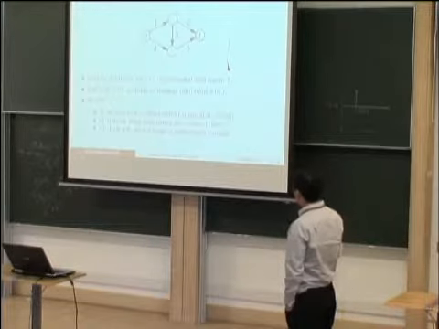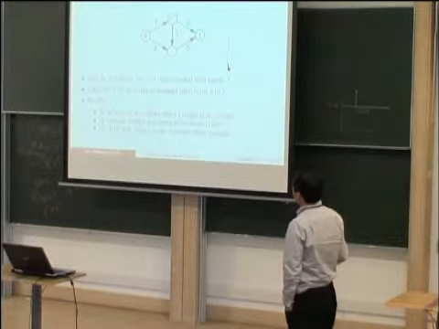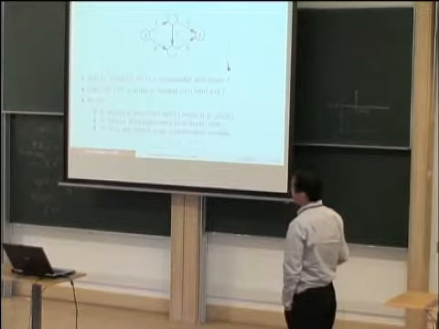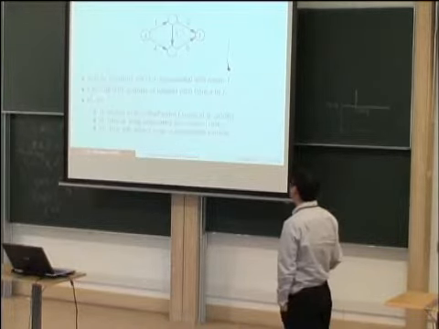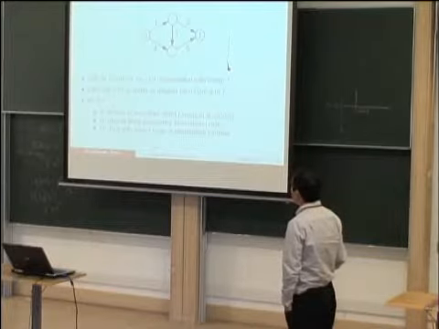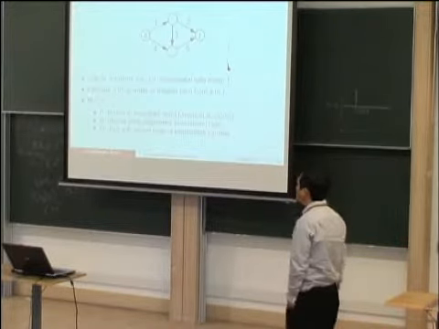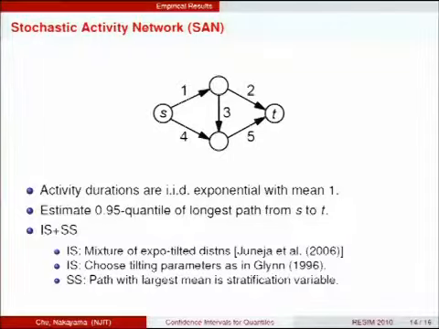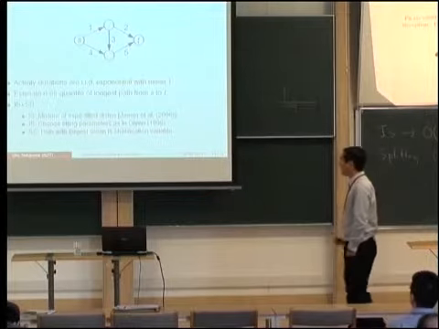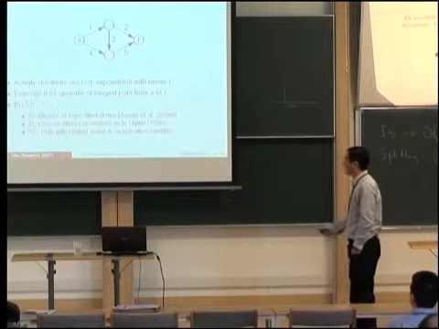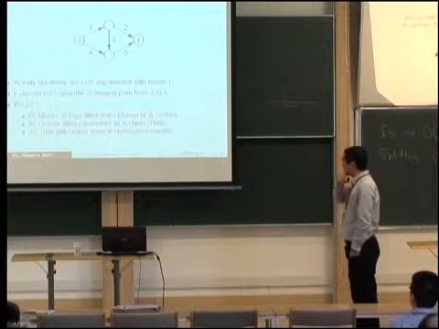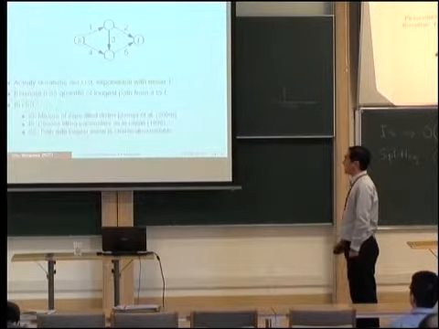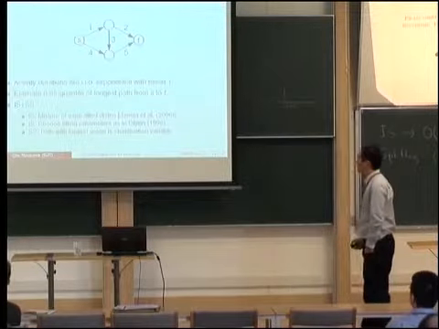So the time to complete the project is determined by the longest path from starting in S and ending in T. What we were interested in estimating is the 0.95 quantile of the longest path from S to T. The way that we ran our experiments was to estimate this 0.95 quantile using this combination of importance sampling and stratified sampling. I should mention that this combination was previously given by Glasserman, Heidelberger, and Shahabuddin in a paper.